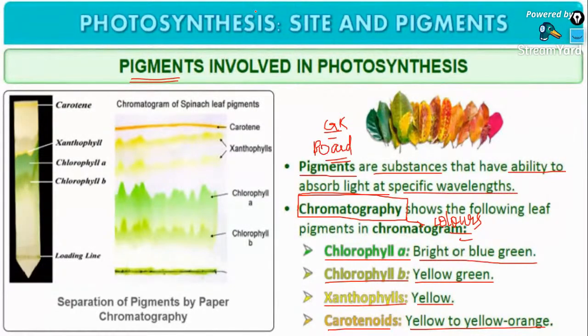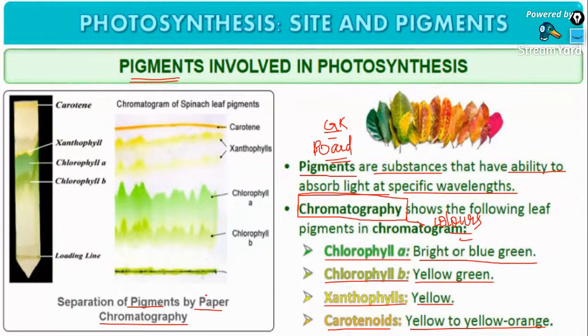Is it clear? Tell me yes or no on the chat box. Guys, this is how the separation of pigments by chromatography paper, or the paper chromatography technique, is done. Actually, it is made as a thick paste and using a certain solution, according to their wavelength or according to their absorption capacity.